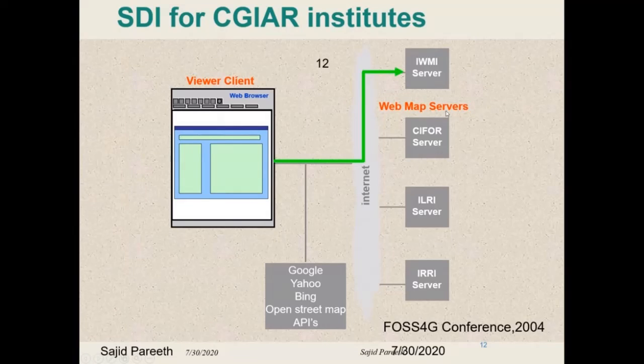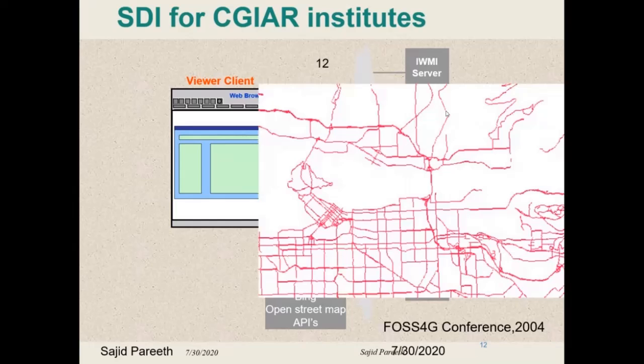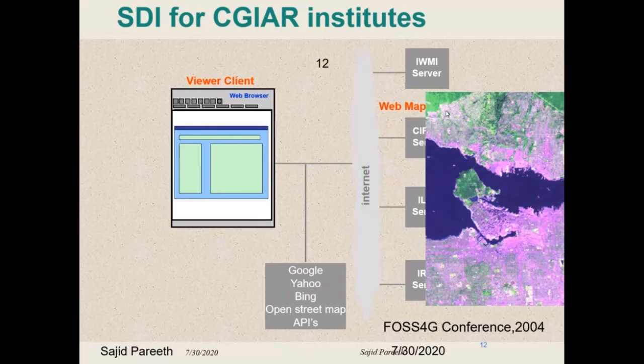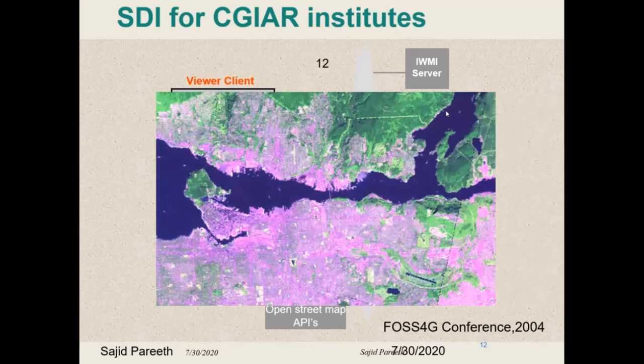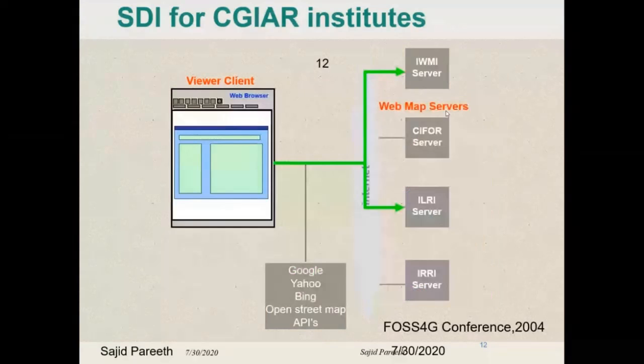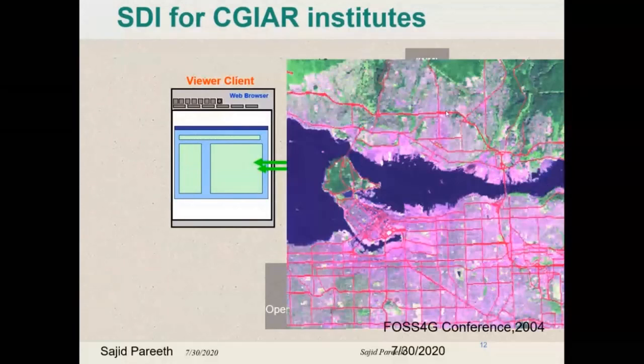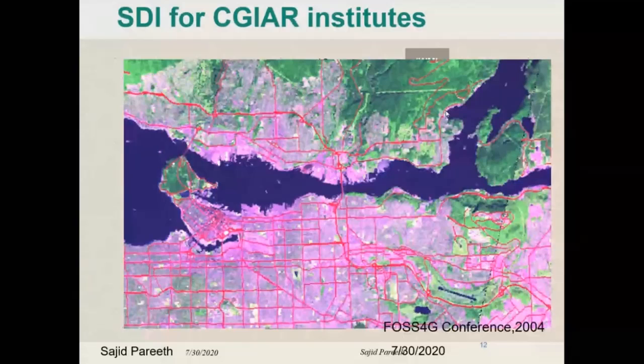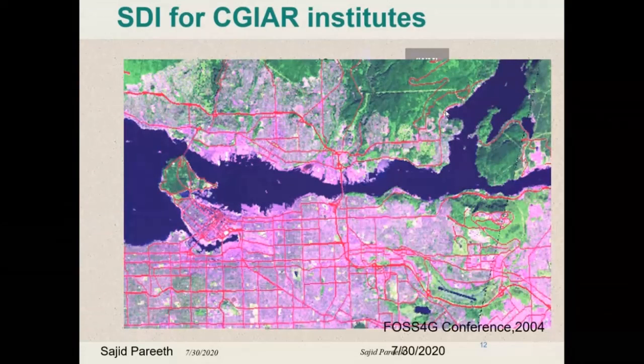A client can send a request to the IWMI server or one of the servers, let us say the NRSC server, and you get a map. And the client next can send a request to, for example, a server at ICRISAT, and we get that map back. The beauty is if they are both WMS, they can be visualized together like this. There are two maps in your browser, in your QGIS, which are coming from two different servers sitting in different places. So that is the advantage.